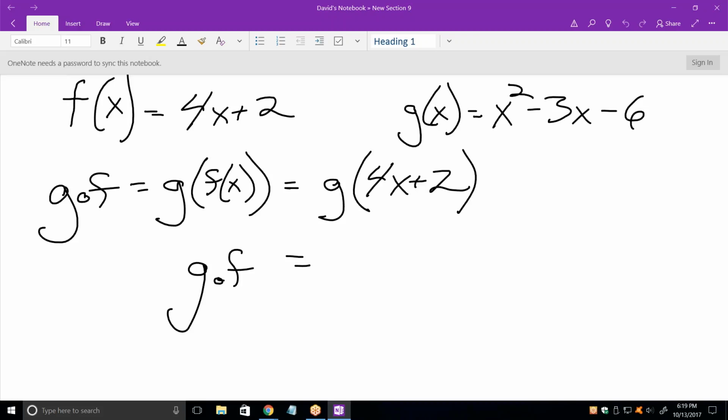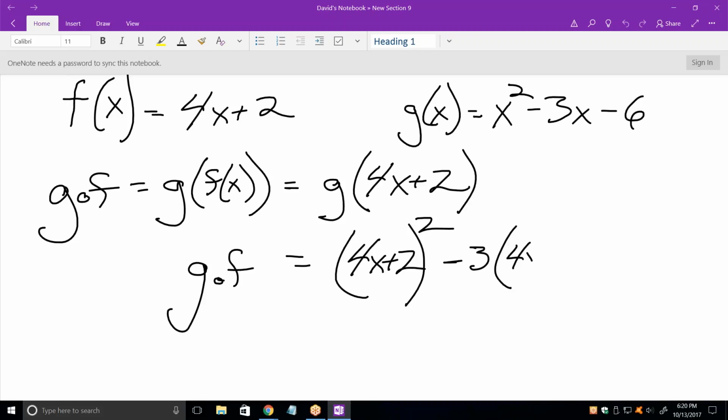So we have 4x plus 2 squared, right? In parentheses, squared. Yeah, in parentheses. I have to specify parentheses. That's why I like you to verbalize them, because I can tell whether you're doing it right or not. And then minus 3, parentheses, 4x plus 2. Right. Minus 6.